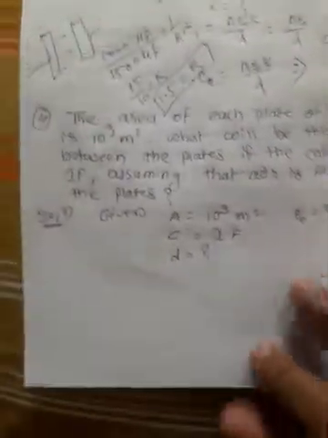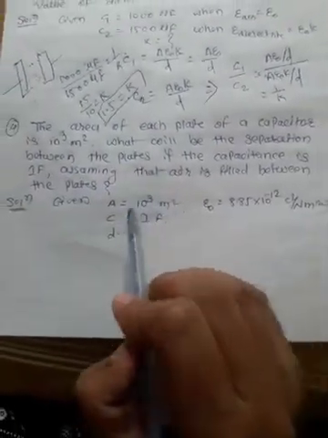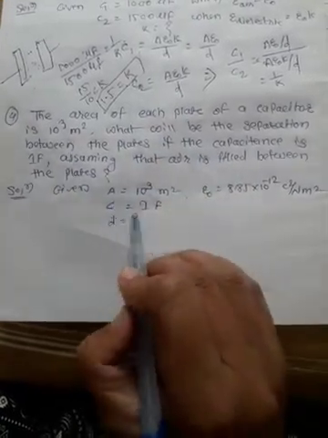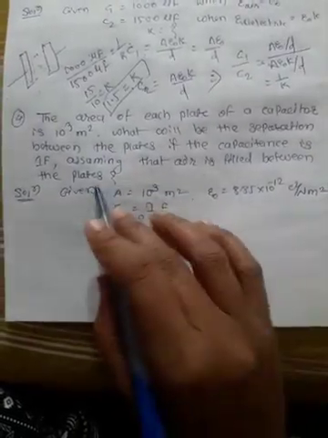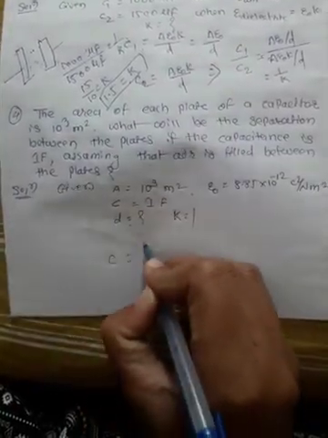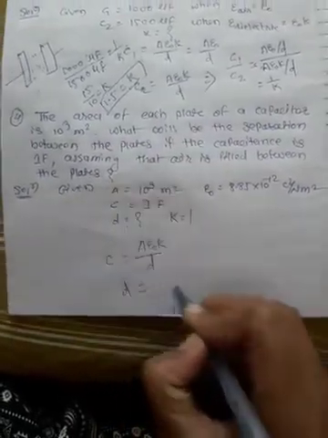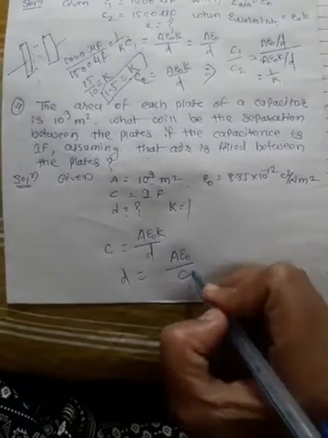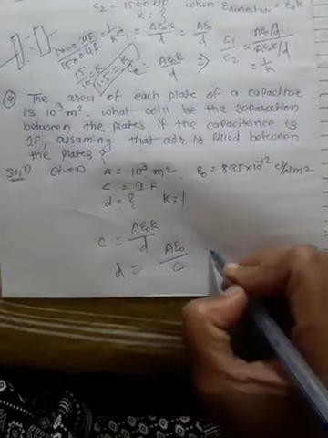Now the next question: the area of each plate of the capacitor is given, and the capacitance is also given. What will be the separation between the plates? We have to calculate the D value, assuming that air is filled between the plates, so K = 1. Again we use the formula C = A ε₀ K / D. Here we calculate D, so the formula becomes D = A ε₀ / C for K = 1. Substitute the values of A, ε₀ and C, and you will get the answer.